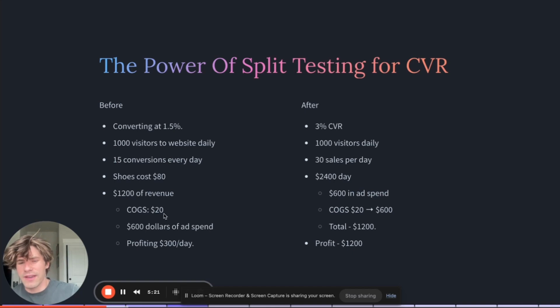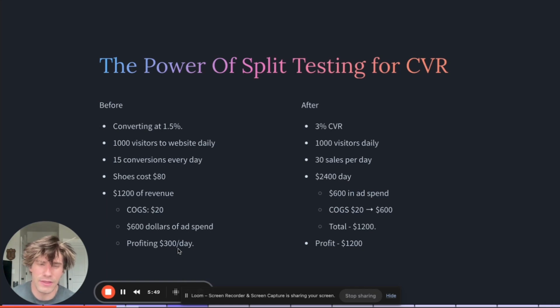So let's say the COGS are $20, right? Which means if he sells 15, that's $300. And then $600 of ad spend to send these 1,000 visitors. So he's spending $600 on ad spend. He's spending $300 for cost of goods. He's making a total of $1,200. So that leaves him $300 a day.